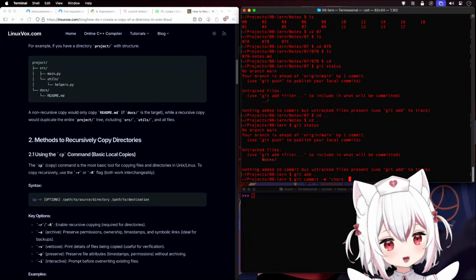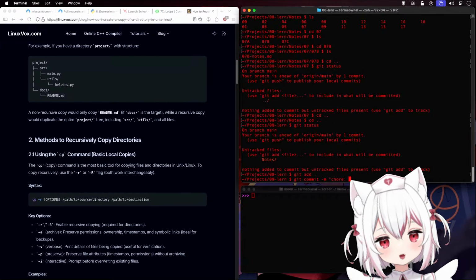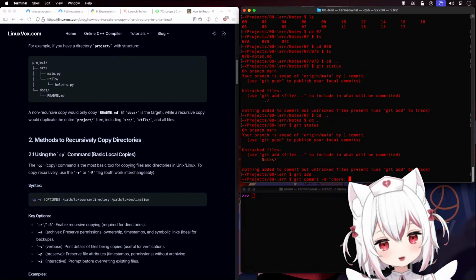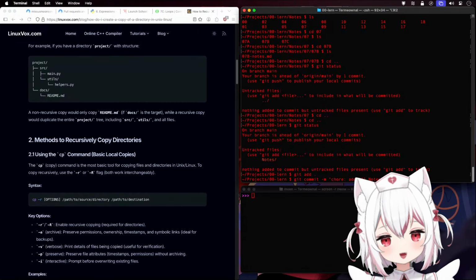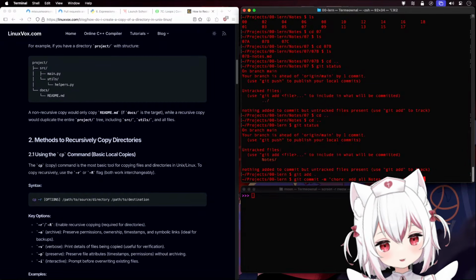Sure. But this commit, well, add all notes back to the repo.